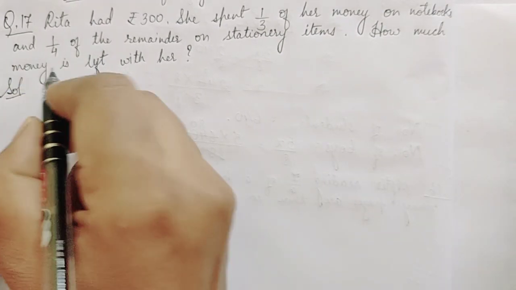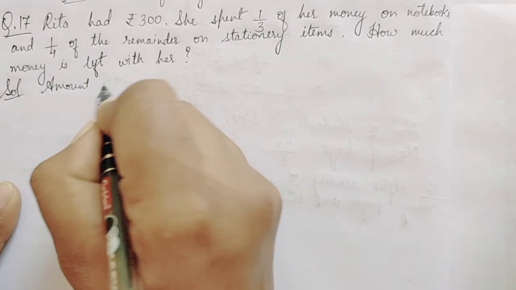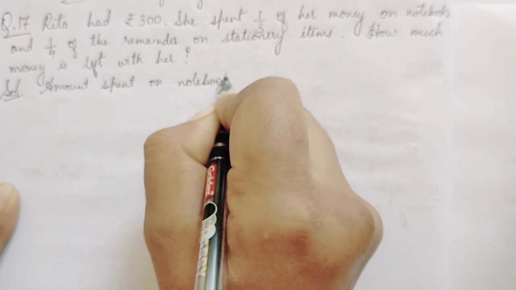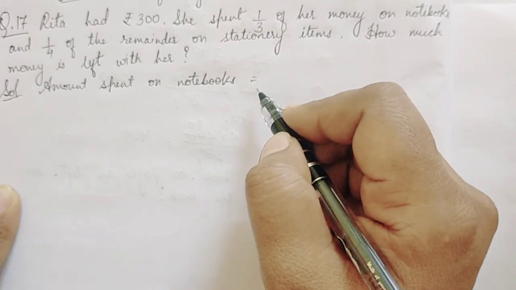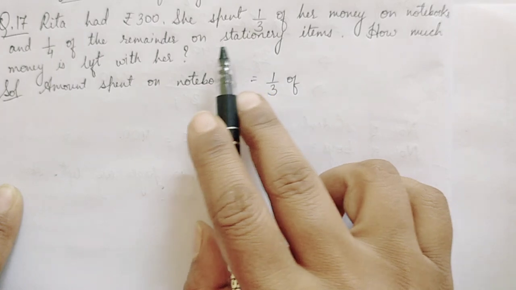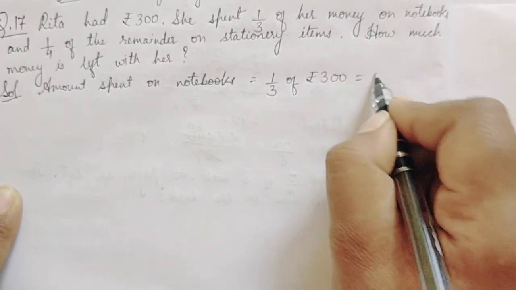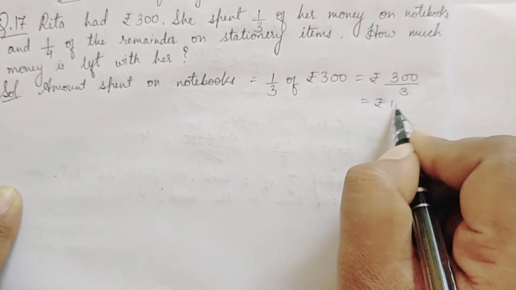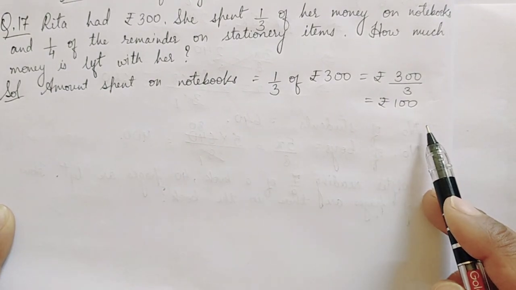So first of all, amount spent on notebooks. It is 1 by 3 of her money. And how much was she having? She was having rupees 300. So it is rupees 300 upon 3, that is rupees 100. So rupees 100 was spent on purchasing notebooks.